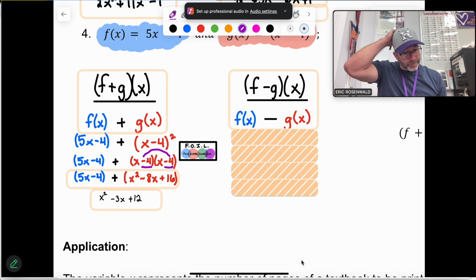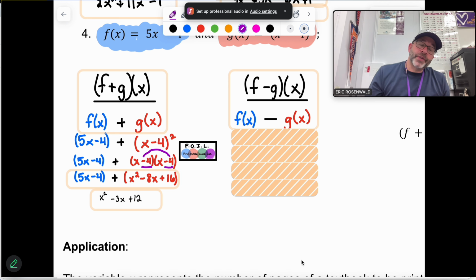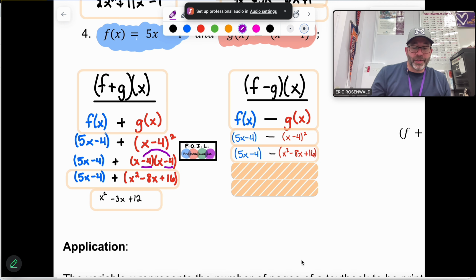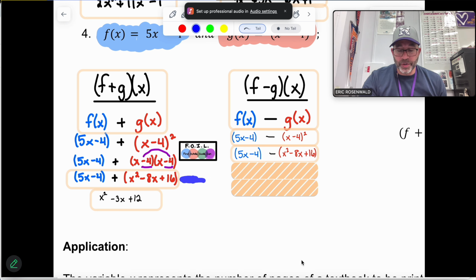This is the one where we're going to do subtraction. So we have f of x minus g of x. We'll plug this stuff in that we have. 5x minus 4 stays the same, but that x minus 4 squared, we just did in the previous problem here. We know that it's x squared minus 8x plus 16, so we just go ahead and replace that with x squared minus 8x plus 16 there.